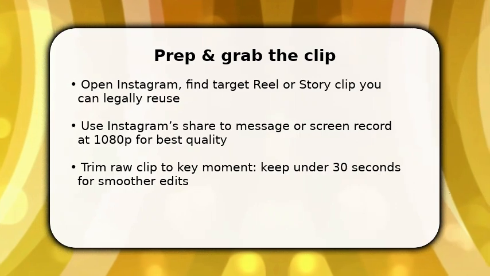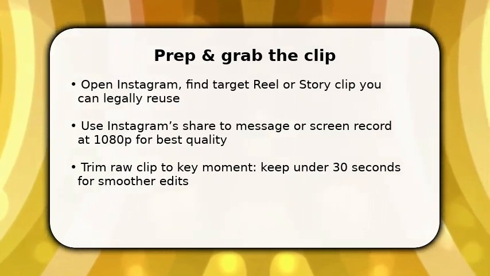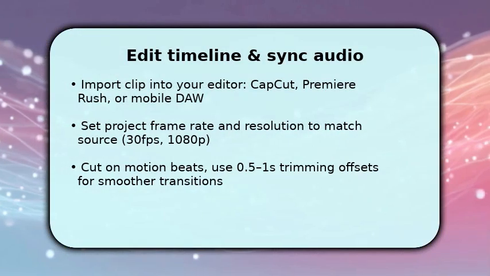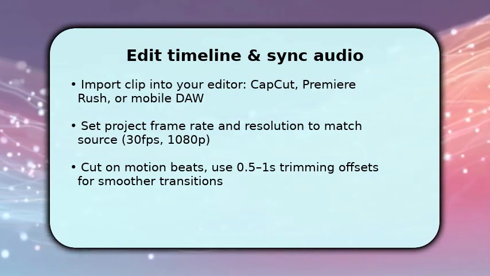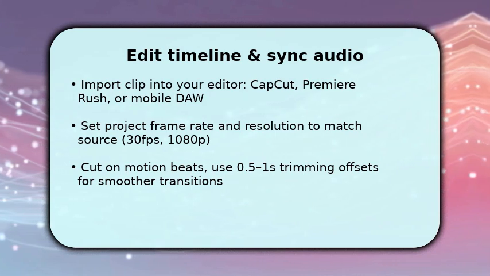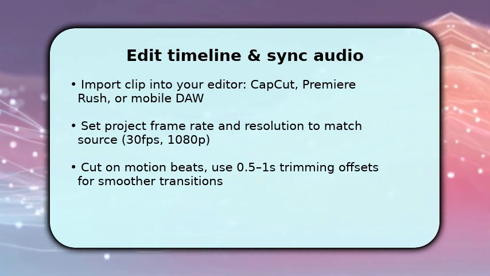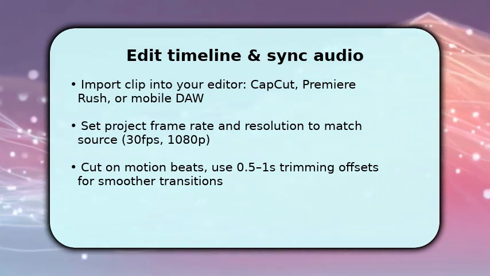You now import the trimmed clip into your chosen editor, CapCut, Premiere Rush, or a mobile DAW, so you can control frames and audio precisely. Set the project to match the source, typically 30 FPS and 1080p, so no resampling artifacts appear.